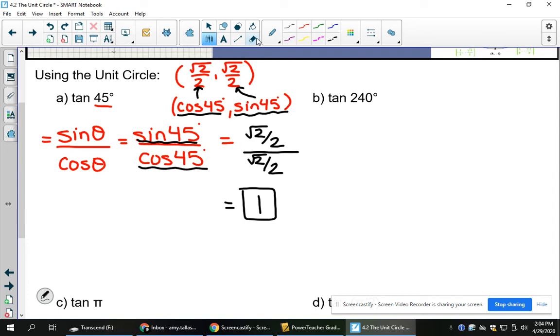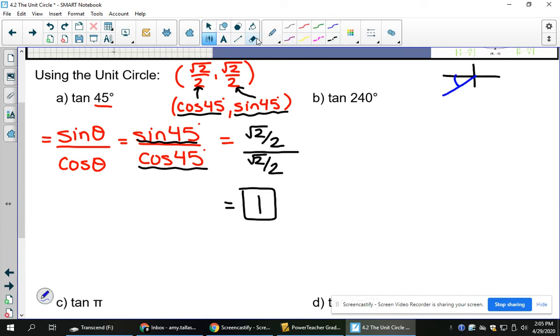Let's try again. Tan of 240 degrees now. Now, if this was a question and we only had the first quadrant of the unit circle, we would have to reflect until we got an angle of 240. Or we can think about 240. It's down in quadrant 3.